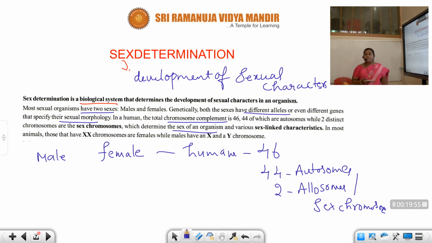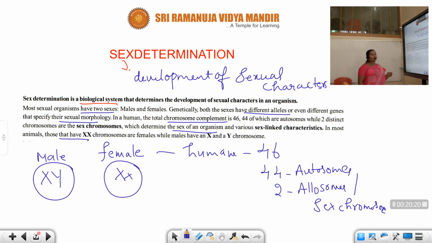Not only does it determine the complete sex of the organism, it also determines certain sexual characteristics. In most animals, those that have XX chromosomes are female, so a female always has the condition XX, whereas in the male it is XY. This is the standard chromosomal condition of allosomes in humans. XY means male, whereas XX means female.